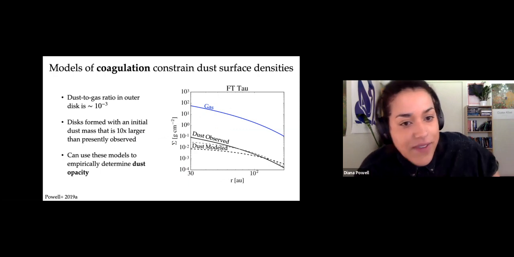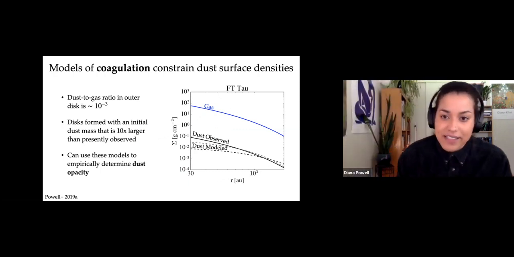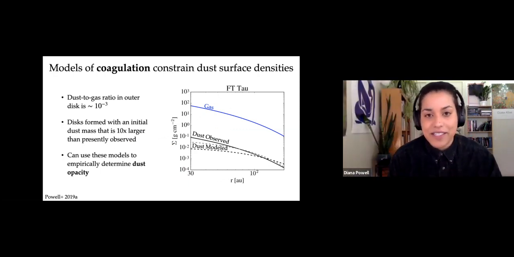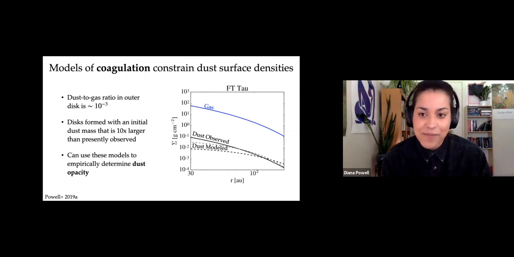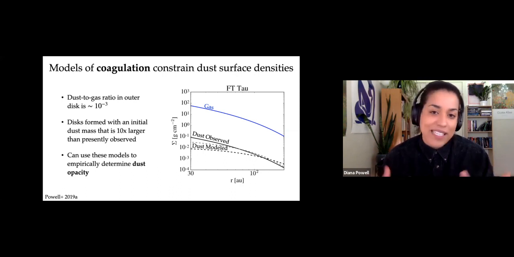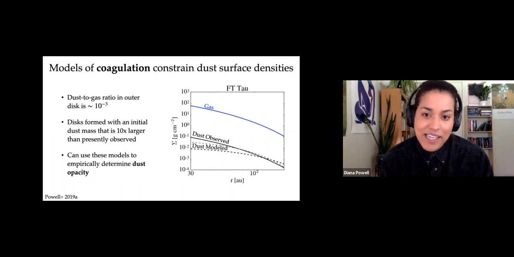And so in our modeling thus far, it has not been required to know an expected dust surface density. So we don't need to know the dust surface density. But given our results, we can now use models of coagulation to compute the dust surface densities. We can leverage the growth timescale in models of coagulation, because we know that the maximally sized particle at a given location has a growth timescale equal to the age of the system.